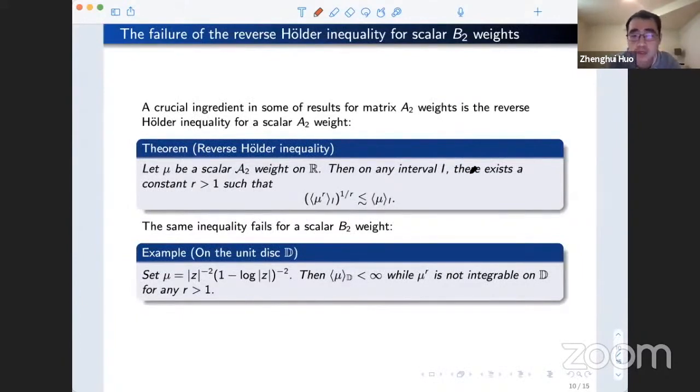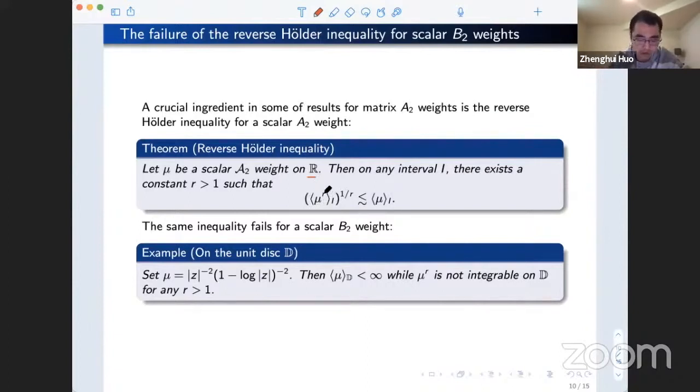A crucial ingredient in showing many of the results for the matrix A2 weights is the so-called reverse Hölder inequality for the scalar A2 weight. It basically says the following. Still, I'm just using the real line case. If the scalar weight, mu in this case, is an A2 weight on the real line, then the average of some power of mu over any interval can actually be controlled by the average of mu. It's kind of like you're doing the Hölder inequality in the reverse direction, because on the left-hand side you have a larger power in this case.